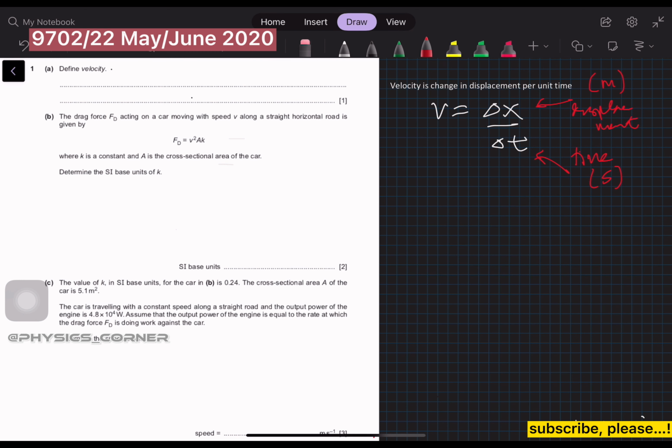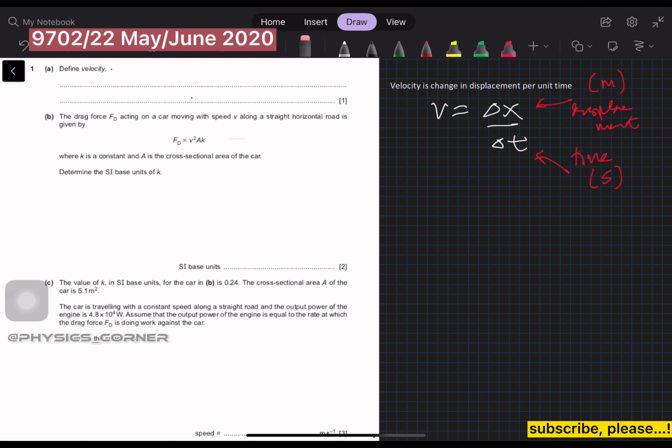The drag force Fd acting on the car moving with speed v along a straight horizontal road is given by Fd equals v squared A k, where k is a constant and A is the cross-sectional area of the car. Determine the SI base unit of k.